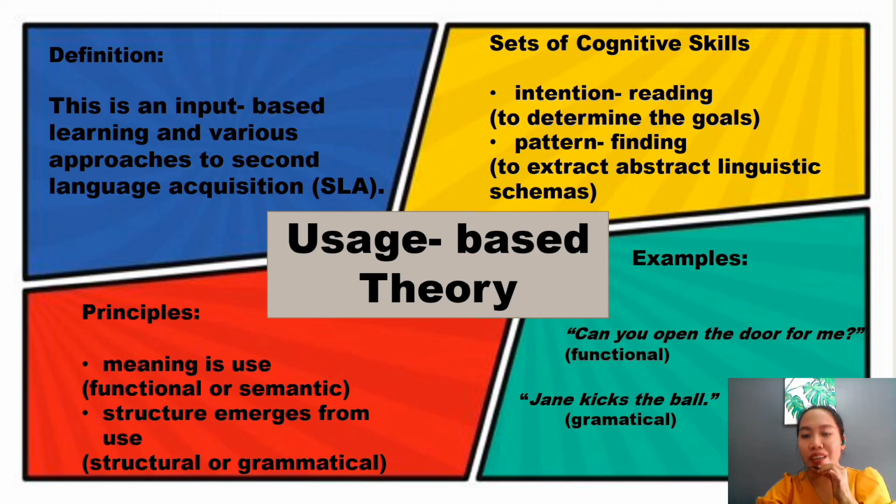In the intention reading or functional dimension, an example is, "Can you open the door for me?" Again, that's under functional dimension. So in this situation, children must work out that the question is a request for help and not a question about their door-opening skills. While in pattern finding, the children realize the pattern in English, which is noun, verb, noun, in an utterance such as "Jane kicks the ball." Again, that's under grammatical dimension. Okay, so the children will be able to generate the pattern on their own. So the children may adopt the pattern and create their own sentences such as the dog wants to eat or the cat wants to play.